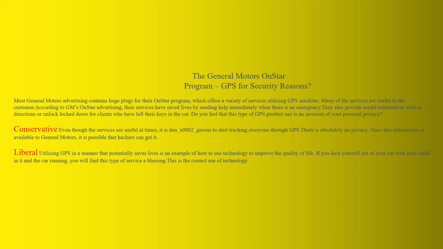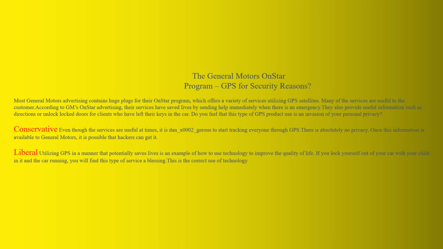The General Motors OnStar program, GPS for security reasons. Most General Motors advertising contains huge plugs for their OnStar programs, which offers a variety of services utilizing GPS satellites. Many of the services are useful to the customers according to GM's OnStar advertising.